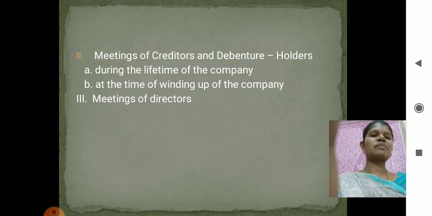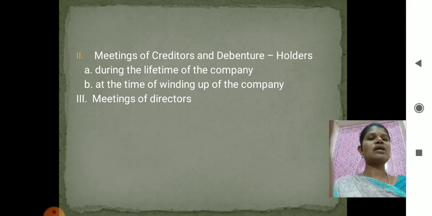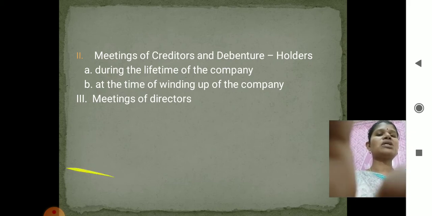It will include two sub-classifications: during the lifetime of the company and at the time of winding up of the company. Third one is meeting of directors.